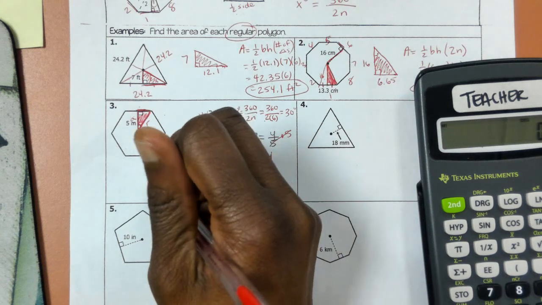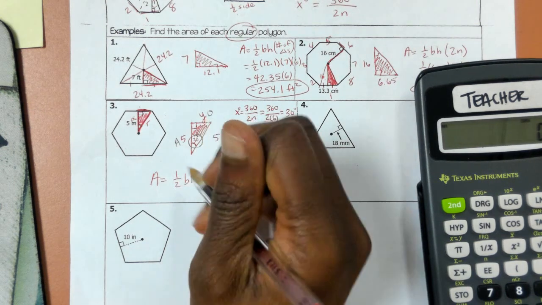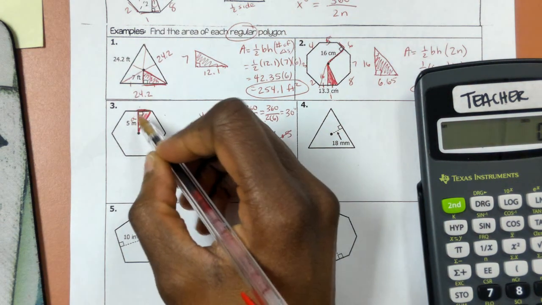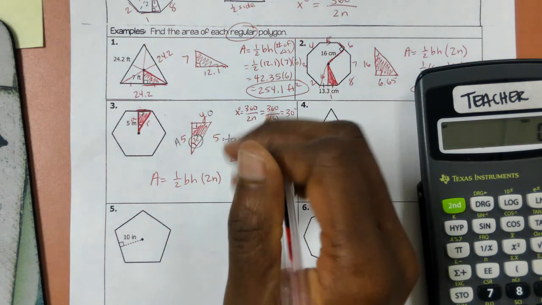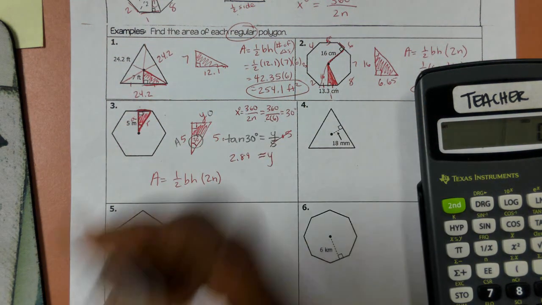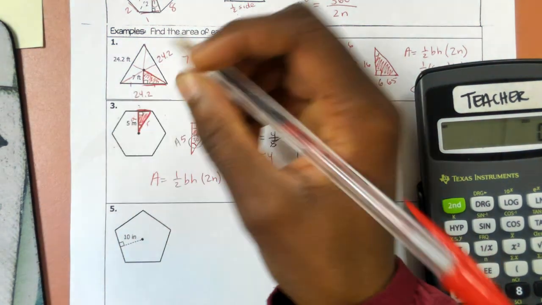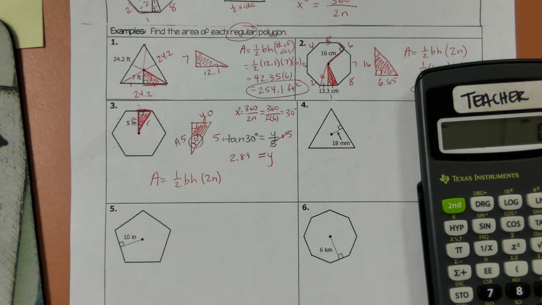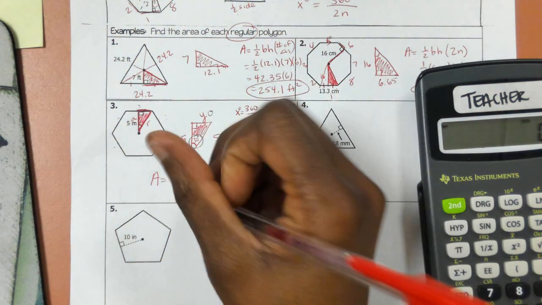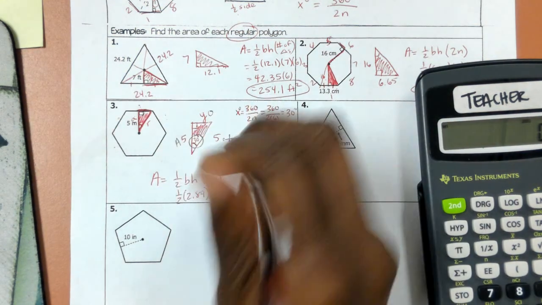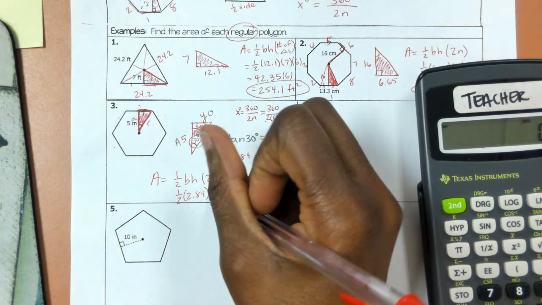All right. So then my area is going to be equal to 1/2 base times height. That's the area of this triangle. And then I have to times that by the number of triangles there are, which is 2n. In this case, there's 12 triangles in the figure. Okay, so 1/2 the base was y, so 2.89, but I'm rounding it here, but I'm going to use the exact number in my calculator.